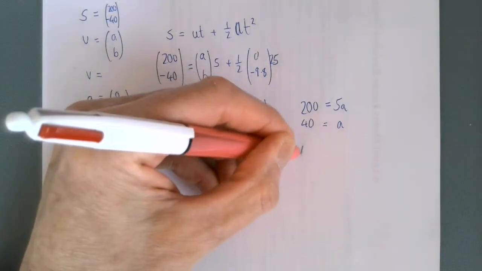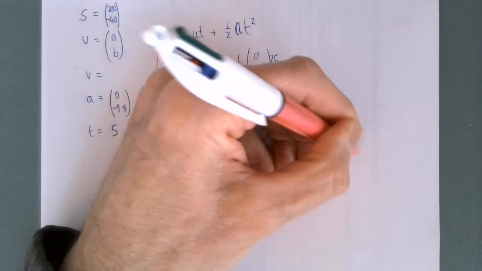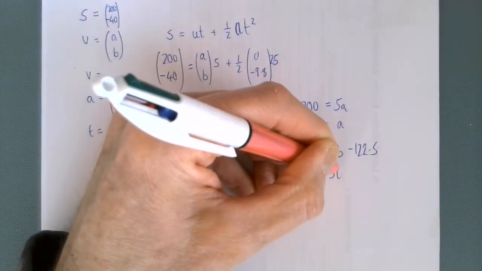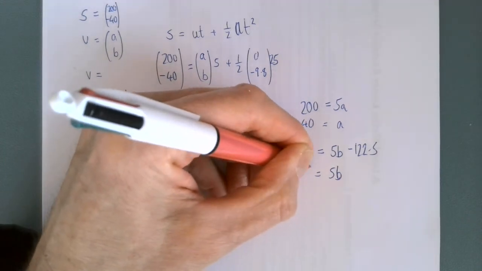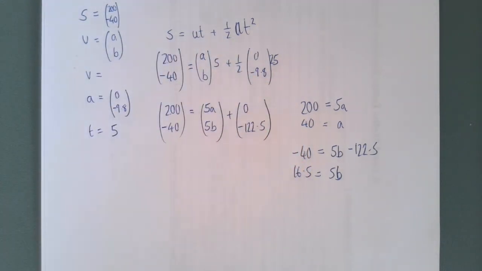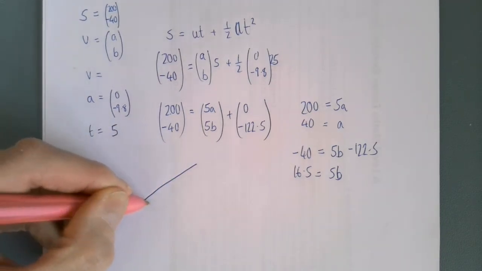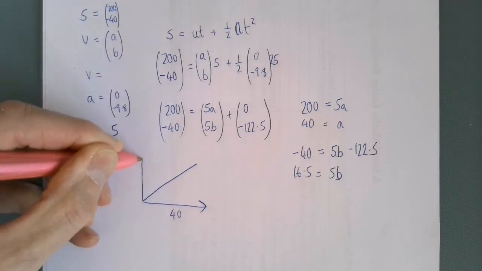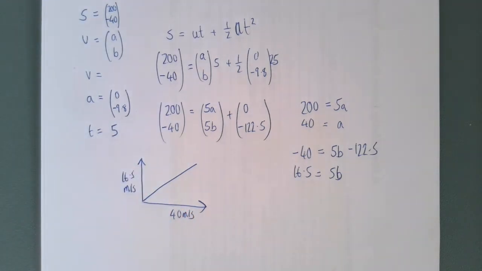So minus 40 equals 5b minus 122.5. So minus 40 plus 122.5 equals that. Divide that by 5, so we get 16.5. So A and B, if you remember, were the initial velocity. So we now know that it was launched at 40 and 16.5 meters per second.